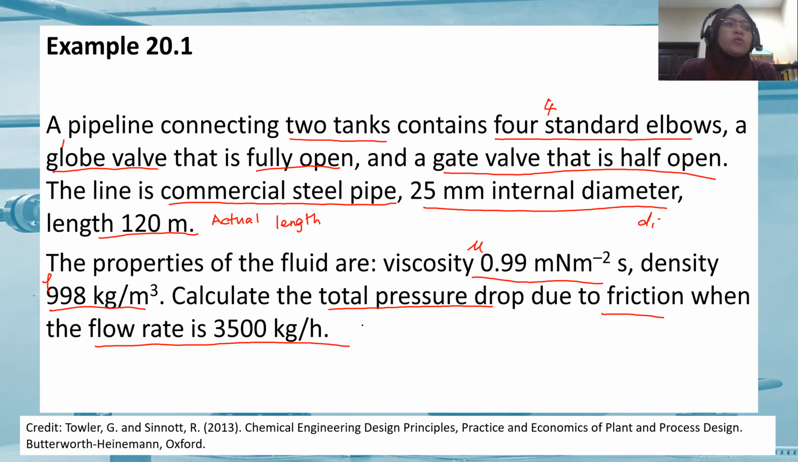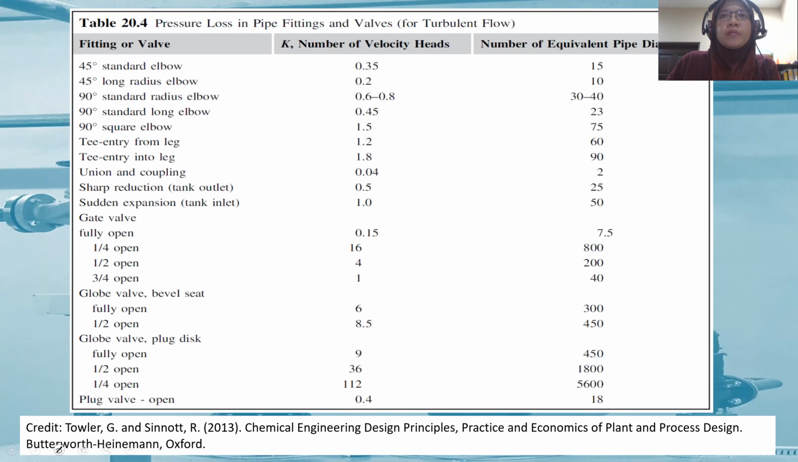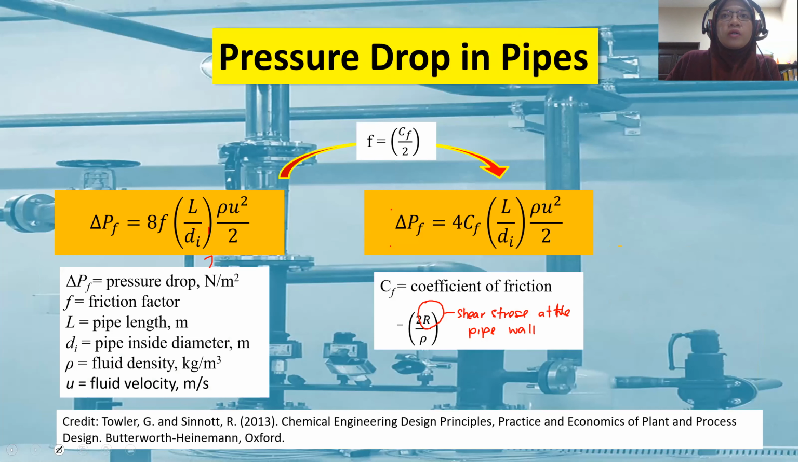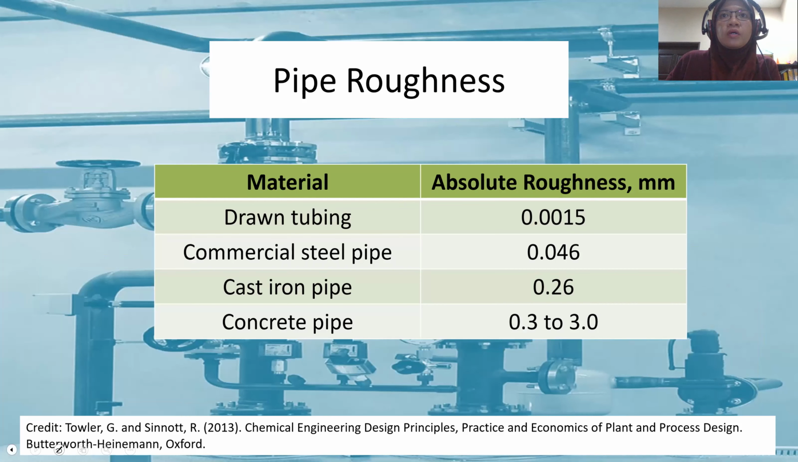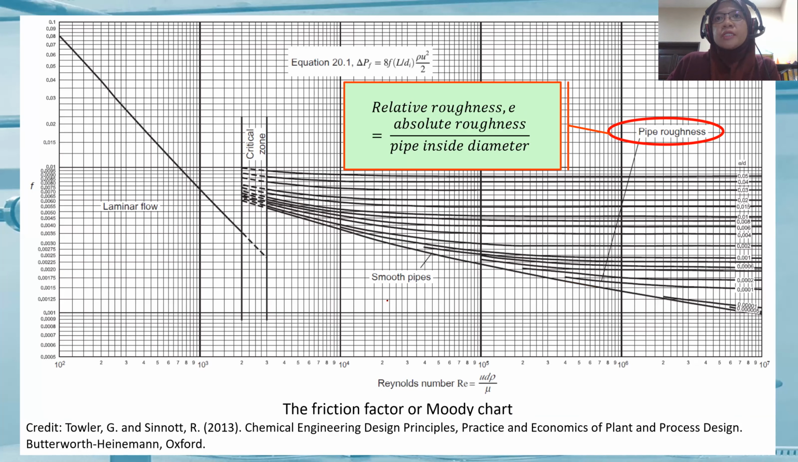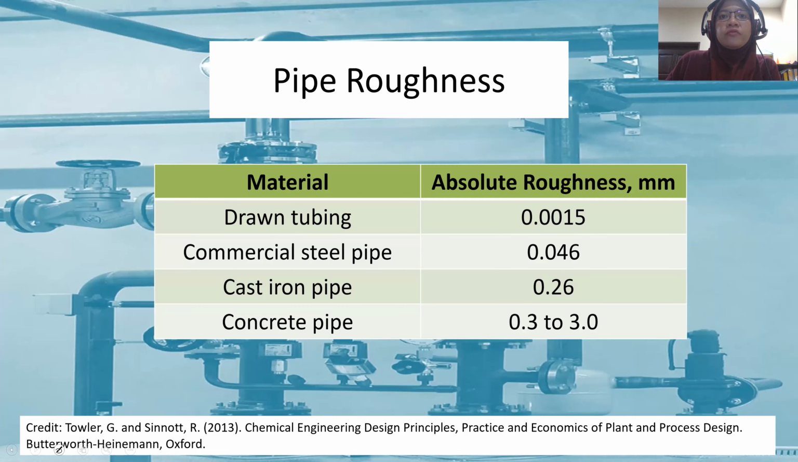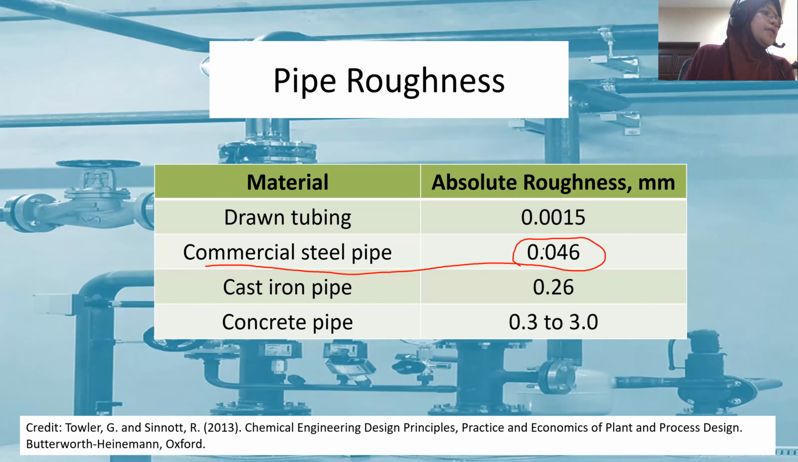Now let's look at the information that we have here. While we are in this PowerPoint, let's get back to this table. We are going to use this chart. I'm looking for the roughness. Oh, this one, this roughness. Because it is commercial steel pipe, we are going to use this: commercial steel pipe, 0.046 millimeter.